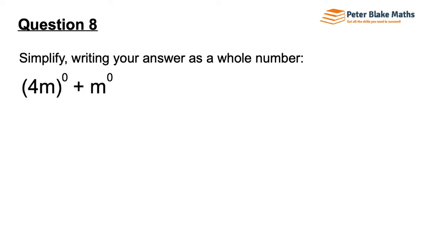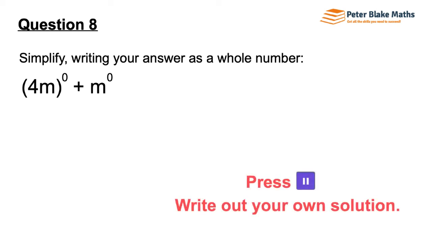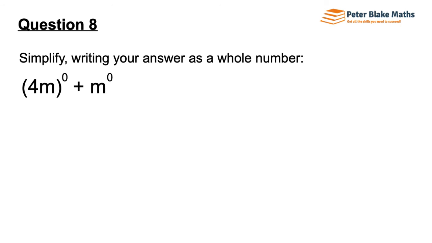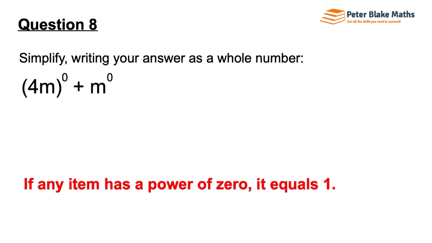Question 8. Simplify writing your answer as a whole number. 4m all to the power of 0 plus m to the power of 0. If any item has a power of 0, that item equals 1.